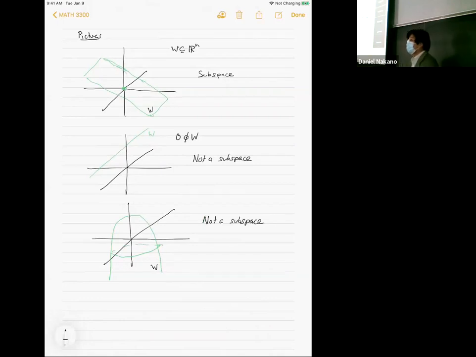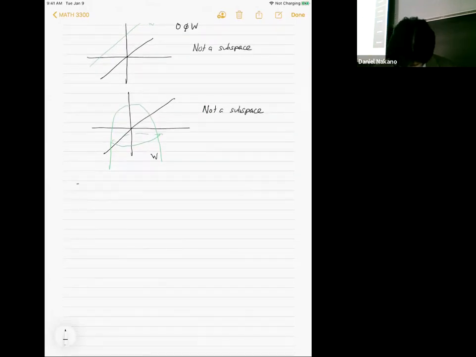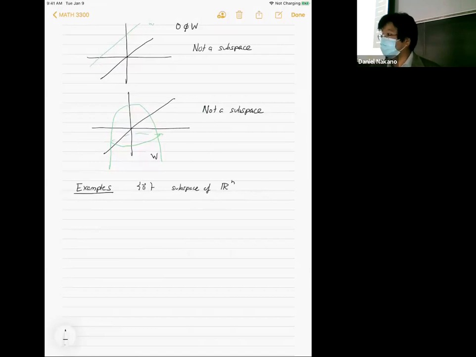Okay, any questions on this? All right. Okay, so let me do some examples. So first of all, if I take just the set containing the zero vector, this is a subspace of Rn. So if I just take the origin, for example, then I'm okay. 0 plus 0 is 0, lambda times 0 is 0, everything's good. Okay? And so that's example 1.